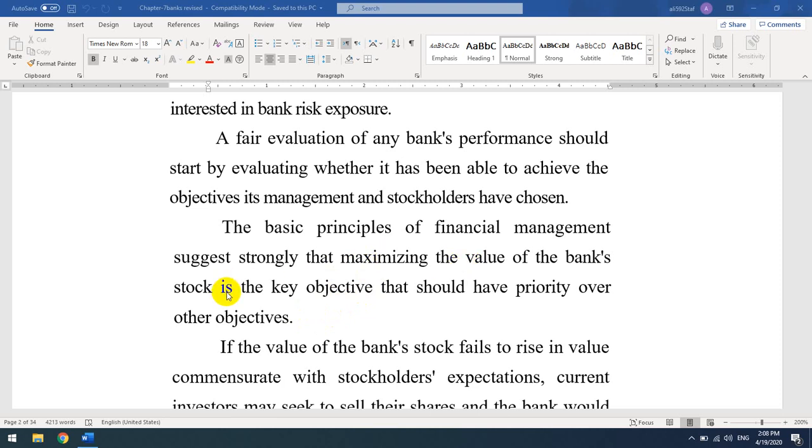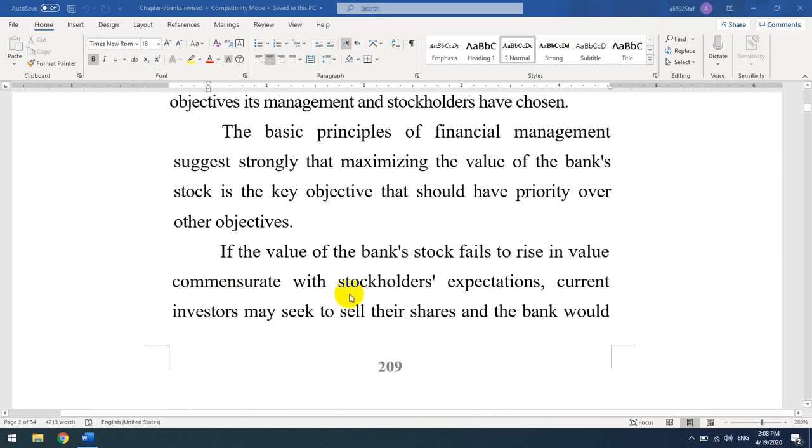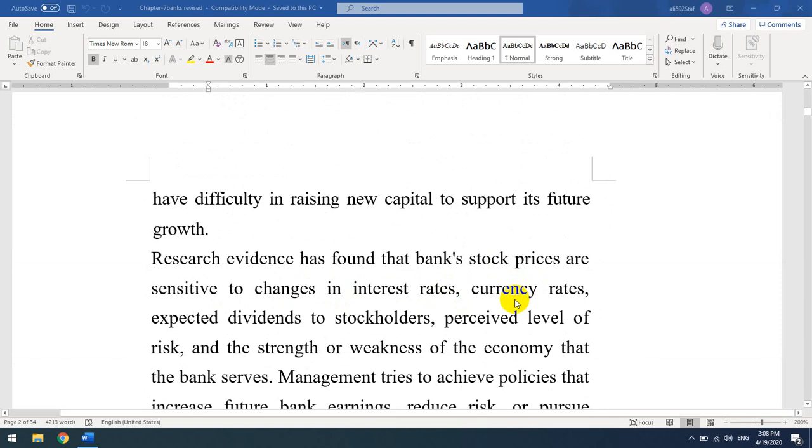The bank stock price depends mainly on the stockholder expectation and depositor expectation about the profitability and risk. Research evidence has found that bank stock prices are sensitive to changes in interest rates, currency rates, expected dividends to stockholders, perceived level of risk, and the strength or weakness of the economy that the bank serves.